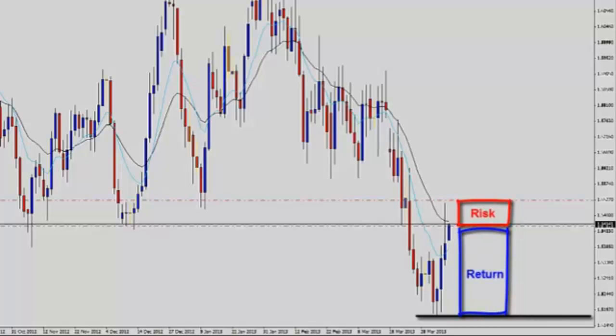So I'll leave the video here for now, and we'll come back in a few days and we'll see how this trade setup unfolded.